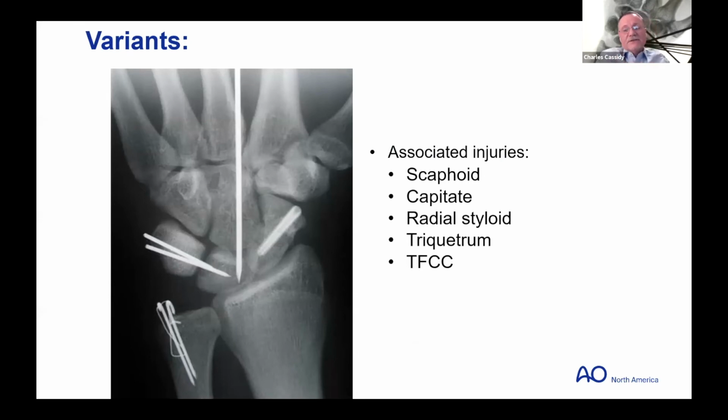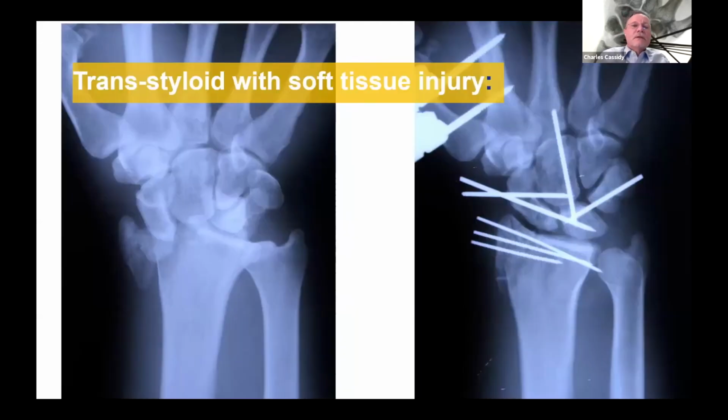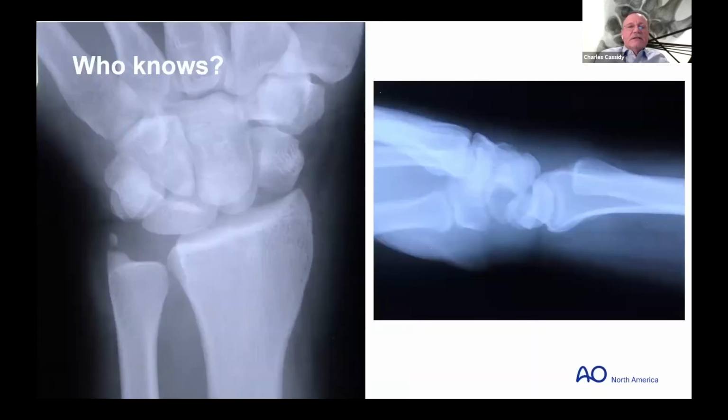I like this just because it illustrates the injury all across the wrist, like one of Lauren's examples. Here was a styloid with a soft tissue injury, and you could see that the styloid is very comminuted. And I used an external fixator to protect it because of the soft tissue injury. And I'll conclude with this one. This is a who knows one.